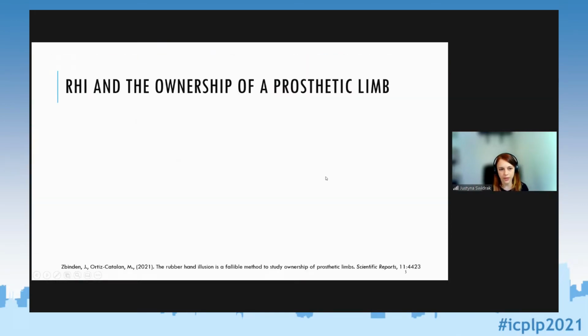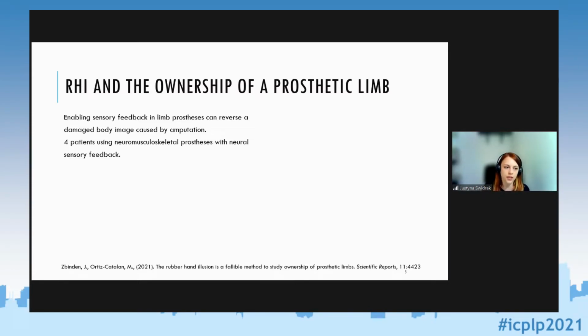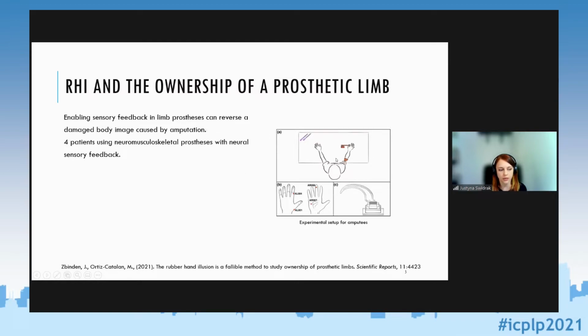But it also has limitations, as we can see in a study that was published this year on 4 participants with amputation. We know that enabling sensory feedback in limb prostheses can reverse a damaged body image caused by amputation. And in a study where 4 patients participated who have neuromusculoskeletal prostheses with neural sensory feedback, these 4 patients turned out to be immune to the rubber hand illusion. Here you can see the design, how it was induced. These patients tended to be immune to the rubber hand illusion for both the prosthesis and the unhealthy limb.